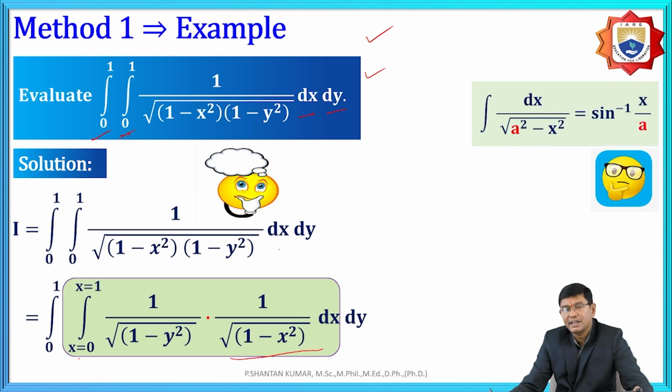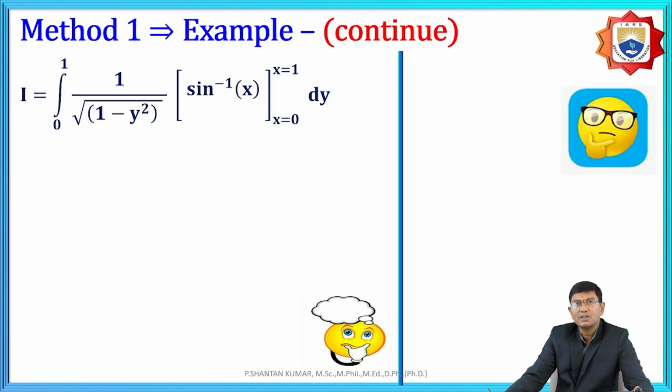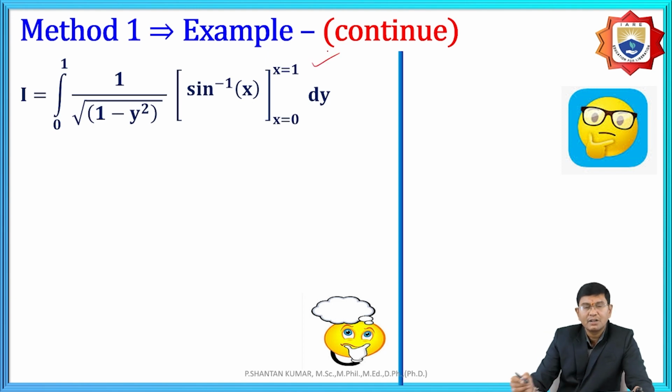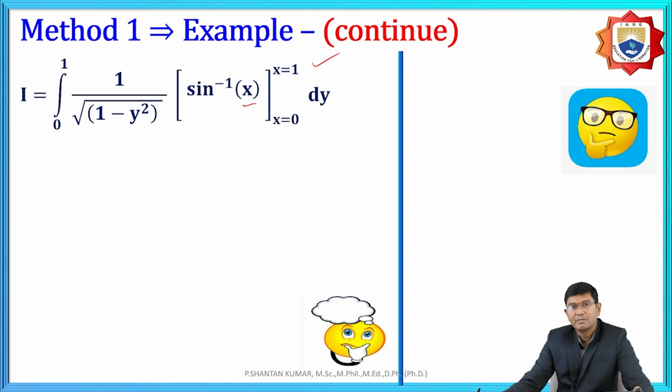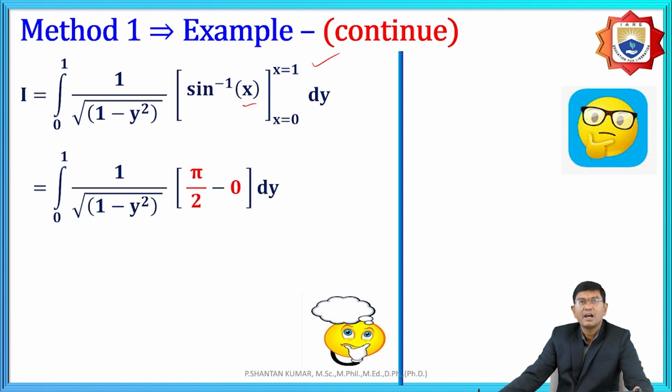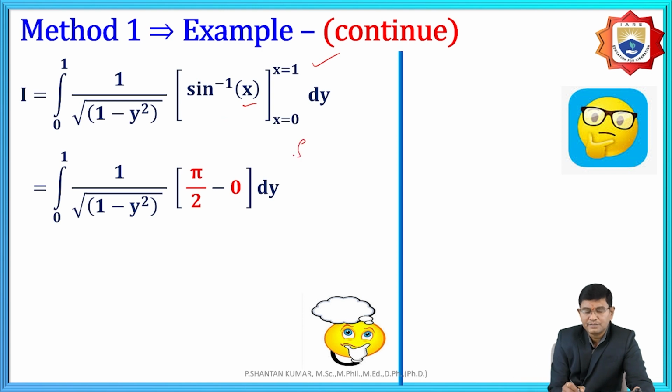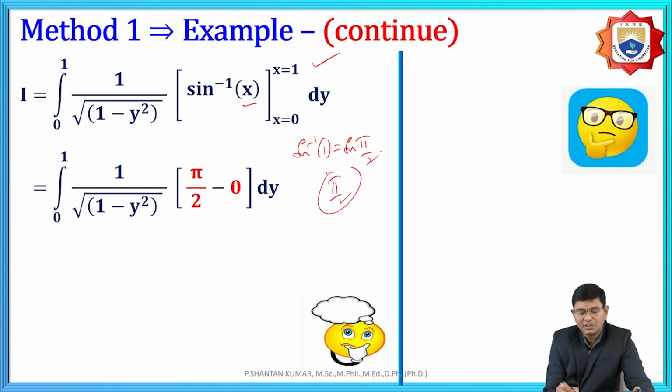Here a is equal to 1 only. Therefore it is 0 to 1, 1 by root of 1 minus y square, sine inverse x, with x from 0 to 1, into dy. Replacing x is equal to 1, the upper limit is sine inverse 1, minus the lower limit 0, that is sine inverse 0. As we know, sine inverse 1 is pi by 2, because pi by 2 is the solution.